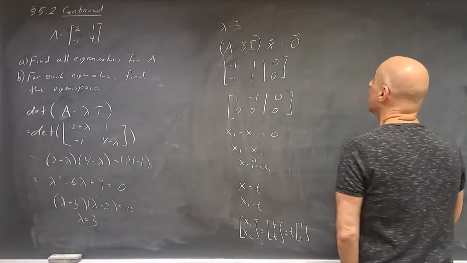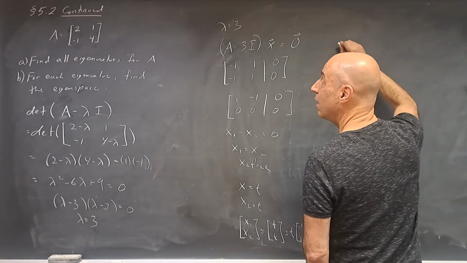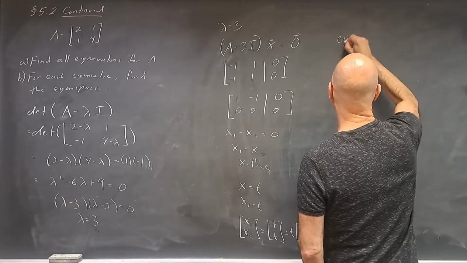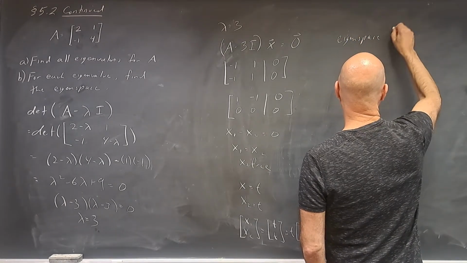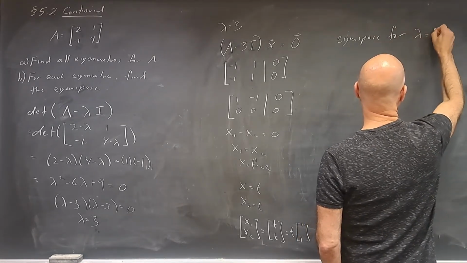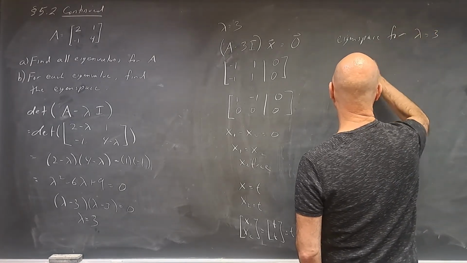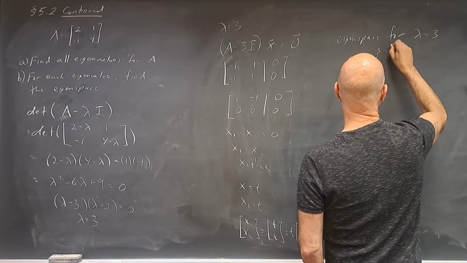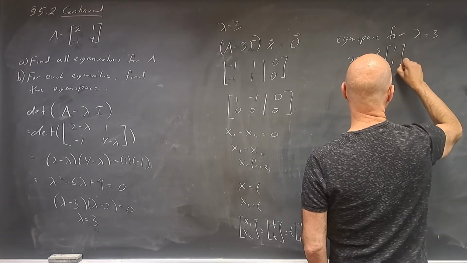So the eigenspace for lambda equals 3 is just the span of (1, 1).